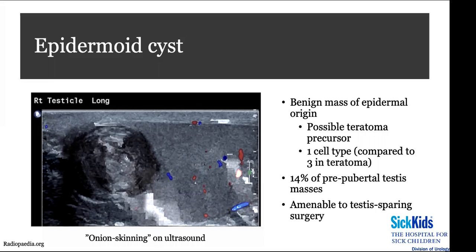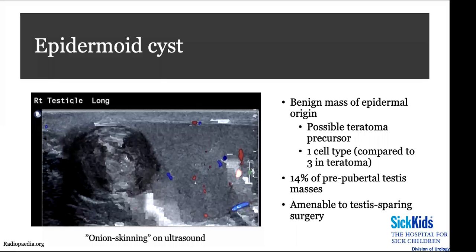Epidermoid cysts are a relatively common finding in about 10 to 15% of prepubertal testicular masses. These are benign tumors of epidermal origin. There's a consideration that these masses may fall along the spectrum of a teratoma, however, are represented by only the epidermal cell type as opposed to 3 different cell types in teratoma.